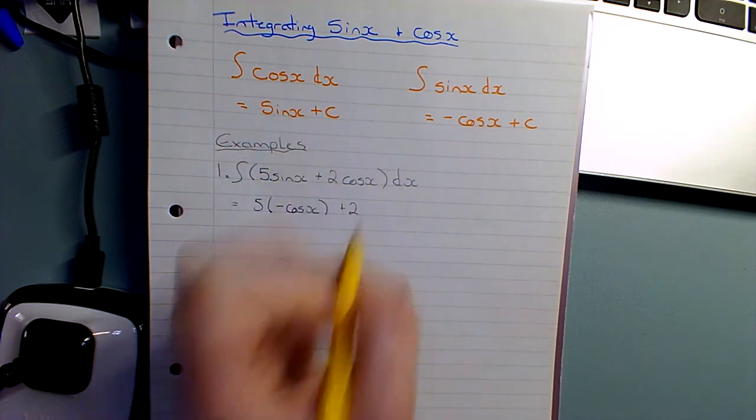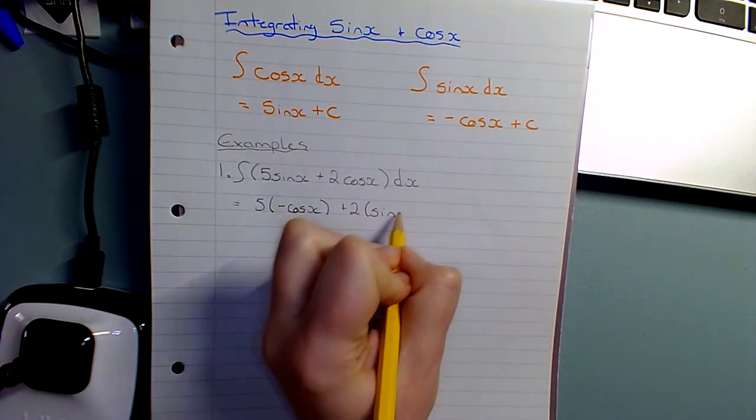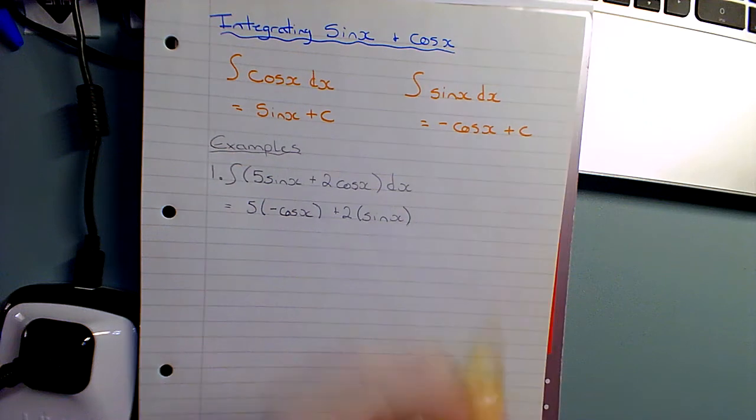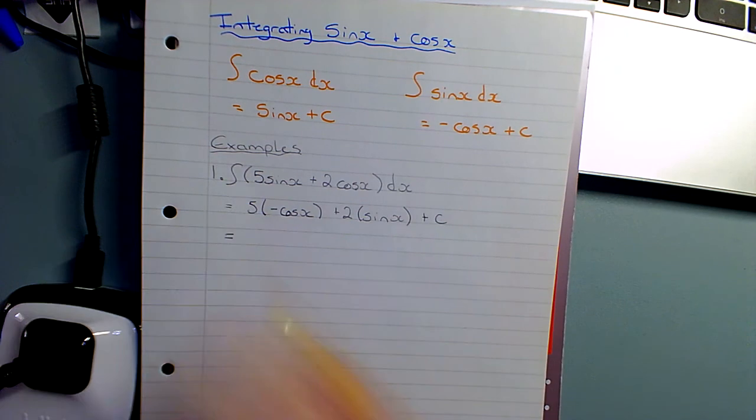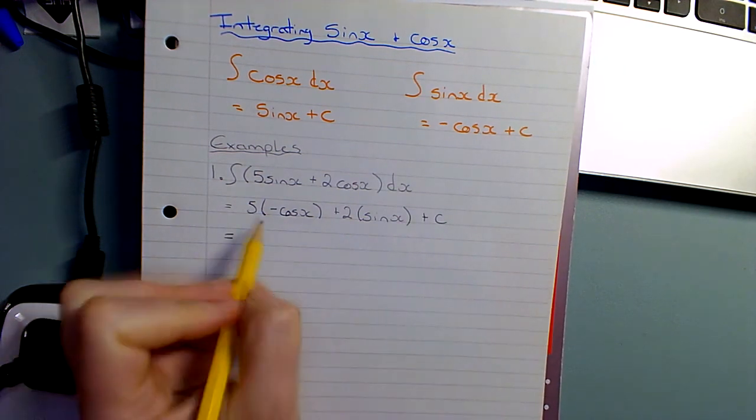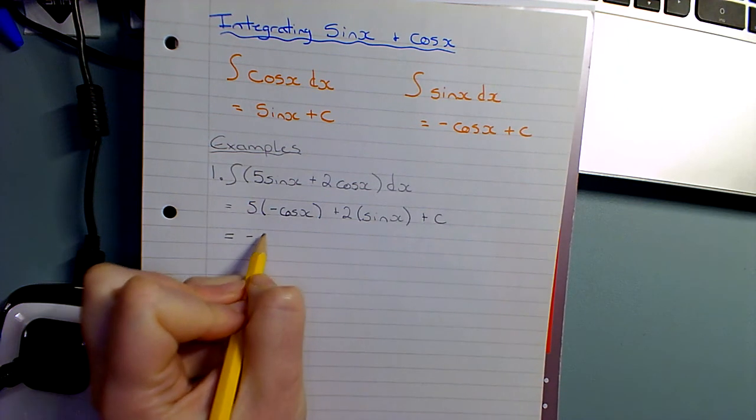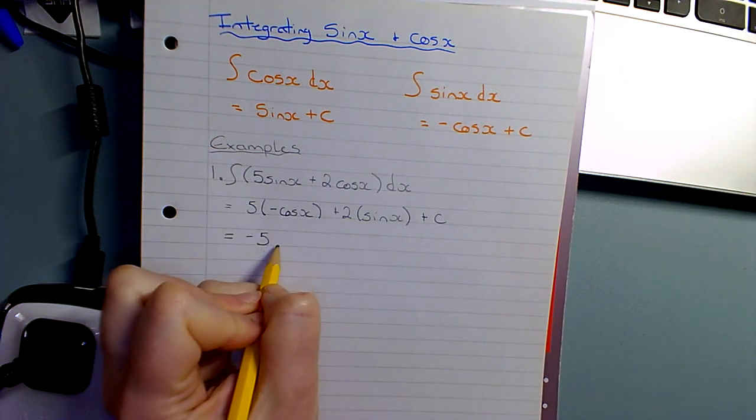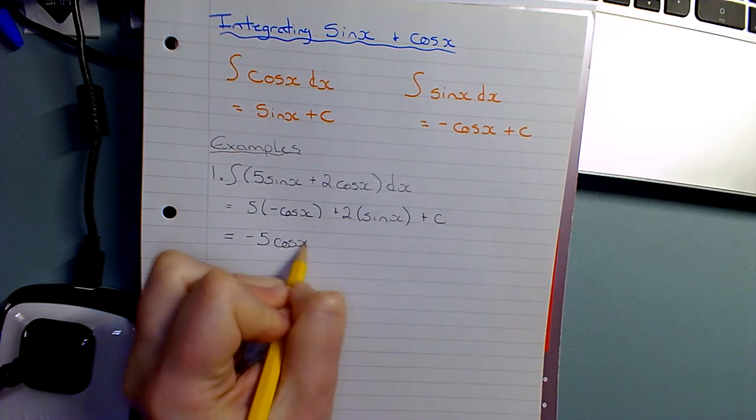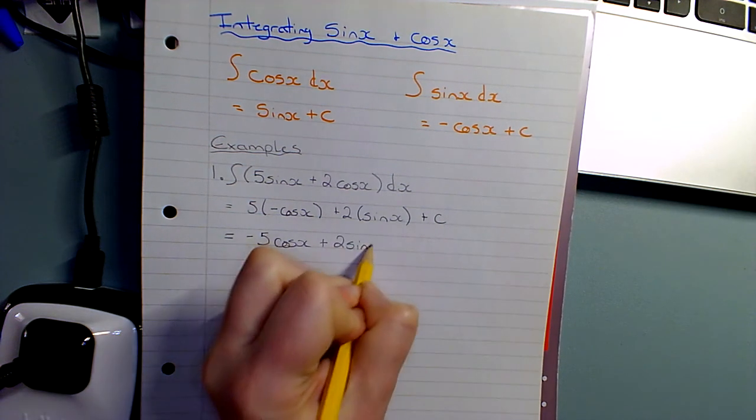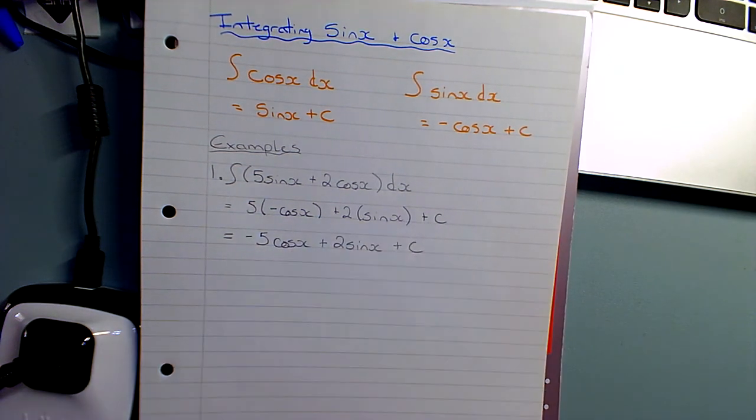When I integrate that, that becomes sine. So 2 times sine of x. And then I'll put my plus c, because this is just a general integral. Sorry, an indefinite integral. So now I can just simplify this through, or multiply this through, I have negative 5 cos of x plus 2 sine of x plus c. There, I've integrated, and I have my indefinite integral.